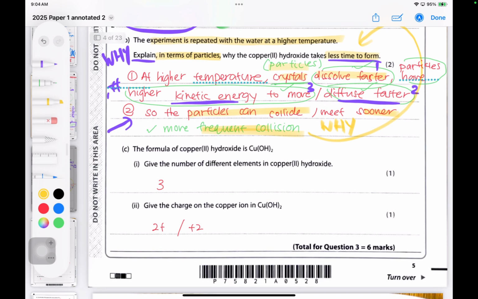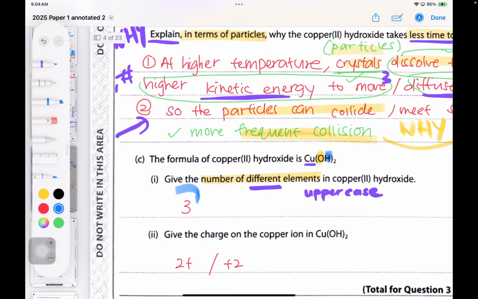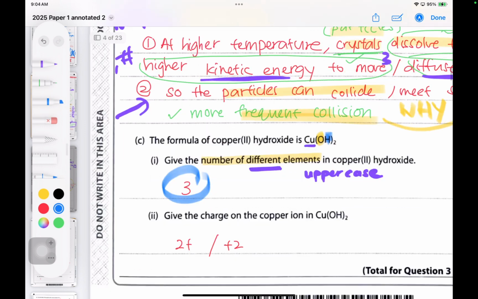Now, next thing, we're looking at part C. This is a very easy question. We're looking at the number of different elements, so take note, different elements. And how do we do this? The shortcut here is to look for all your uppercase letters, because every element is represented with a capital letter. So here we have copper, and then oxygen, which is the O, and we also have hydrogen. So essentially, there are only 3 elements over here.